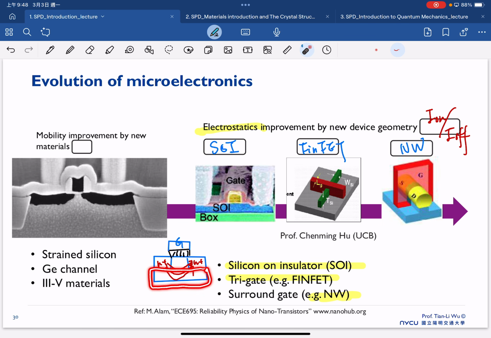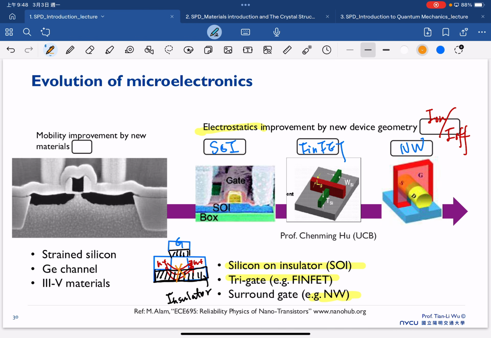But if we can replace this conducting substrate with an insulator, then ideally we can eliminate the issue of leakage current conducting in the substrate, because now you have an insulating substrate.